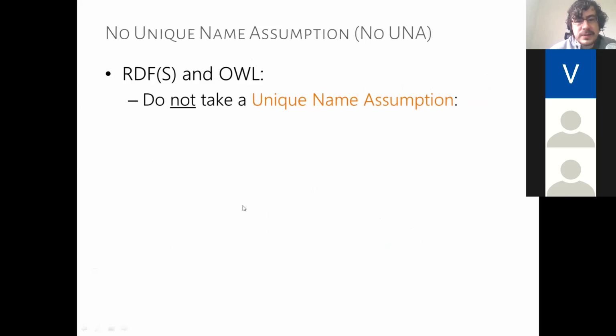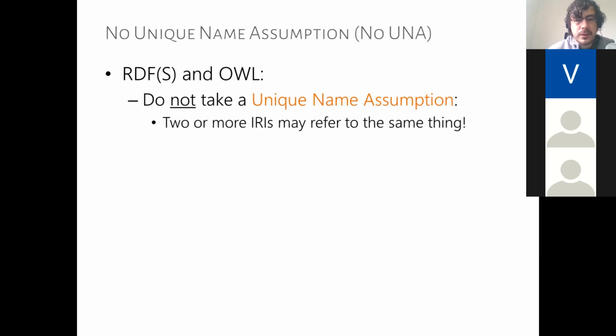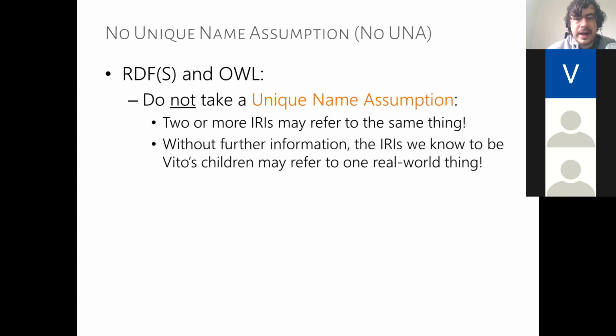So maybe later we'll see some examples of how we might prove otherwise. So RDFS and OWL do not take a unique name assumption. 2 or more IRIs may refer to the same thing, or even literals and so forth. So we might have multiple ways of referring to the same thing. And without further information, the nodes that we have in our graph, multiple of them could refer to the same thing, for example, to a single person that is Vito's child.